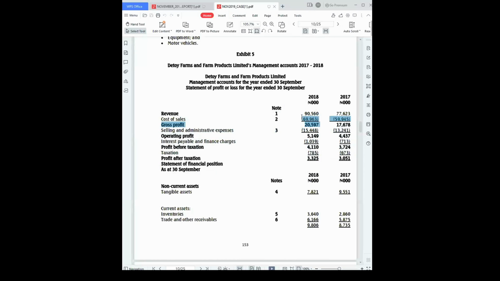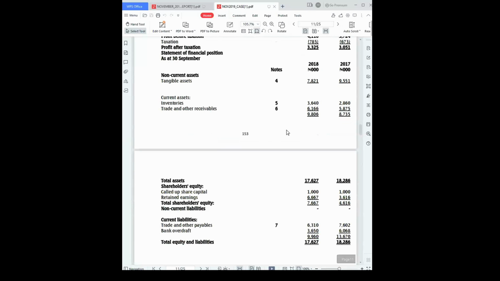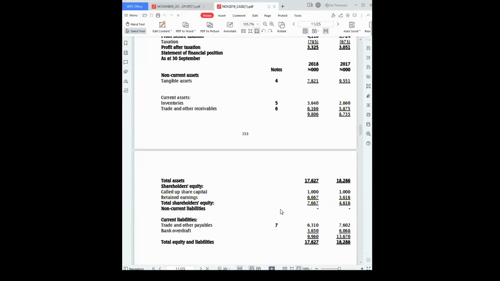And if you look at the cost of sales, we might say that the cost of sales might be high. We can't say it yet, but we need to do maybe a trend analysis or common size analysis to know what percentage of the revenue the cost of sales is taking, and what percentage of the revenue the selling and administrative expenses are taking, so that we can know whether they're having a cost control issue. Okay, we can also look at the statement of financial position to look at what could be wrong with it.